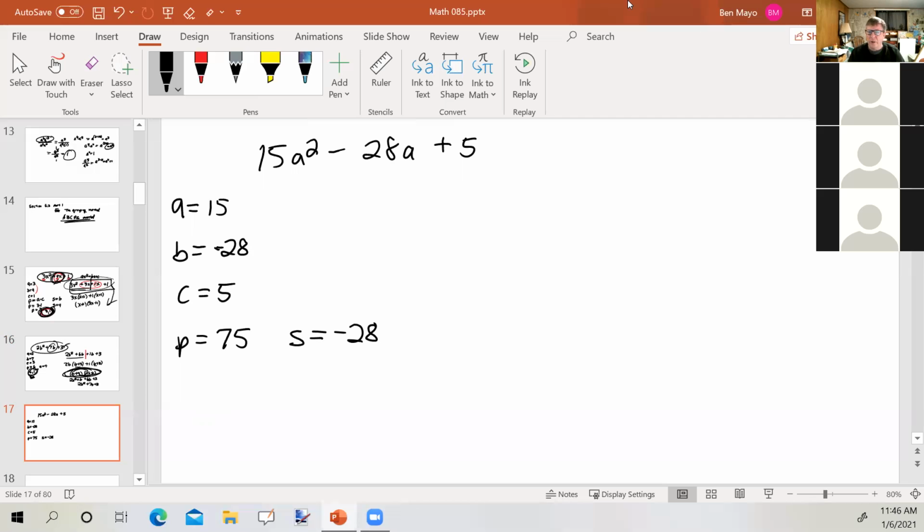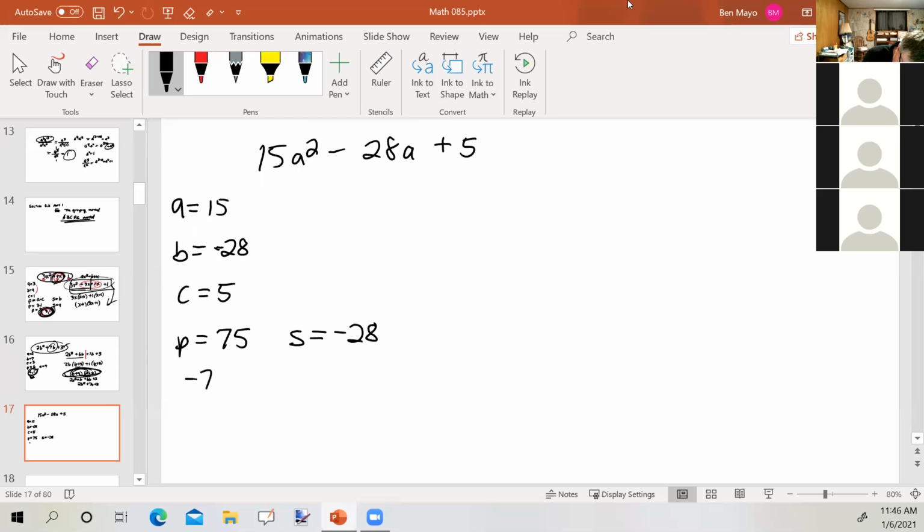Again, as I'm going along here, if you're getting lost, please stop me, okay? To get a positive product, we have to have two factors that are both positive or both negative. But to get a sum that's negative, they'd have to both be negative. So there's no point in us exploring numbers like positive 75 and 1 or positive 15 and positive 5. They've got to both be negative.